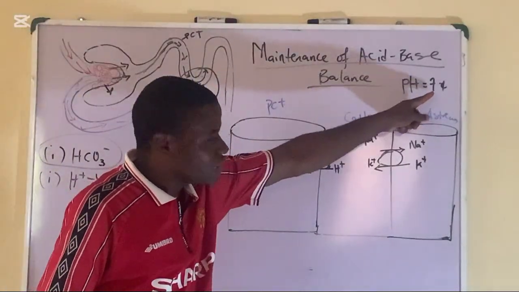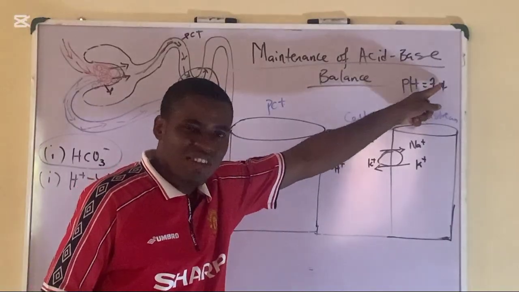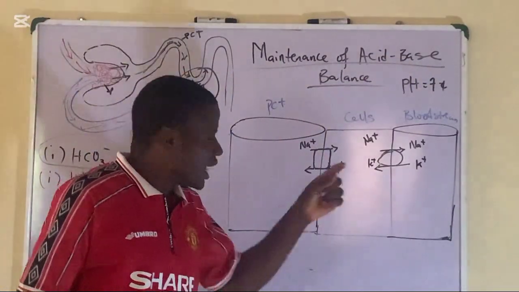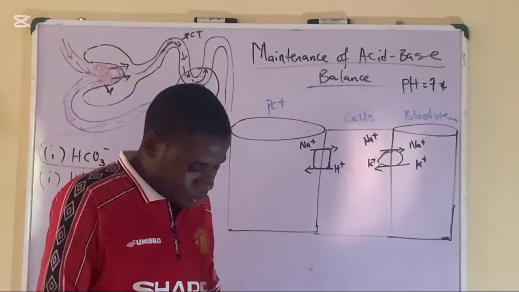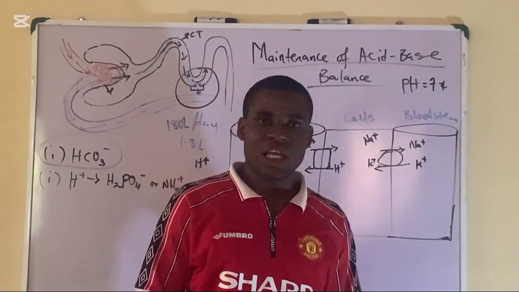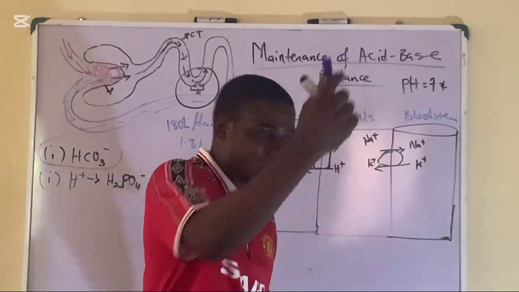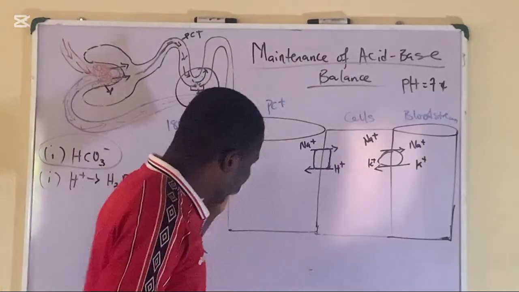Now, the normal pH point is 7.4. That's the normal value. Whenever the body cells keep making hydrogen ions, the blood tends to become acidic, and hence something has to be done in order to bring it back to what it was before. And this is what we are trying to discuss.